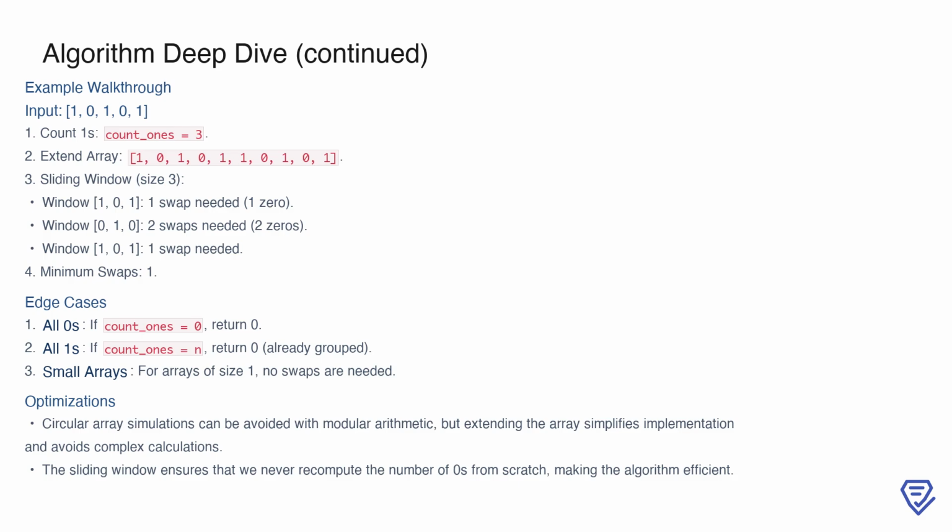For edge cases, if the array contains all zeros or all ones, no swaps are needed since the ones are either absent or already grouped. For very small arrays, such as size 1, no swaps are necessary either. While modular arithmetic could replace the extended array, using the extended array simplifies the implementation and avoids unnecessary complexity. The sliding window ensures the algorithm remains efficient and easy to implement, making this approach both practical and elegant.